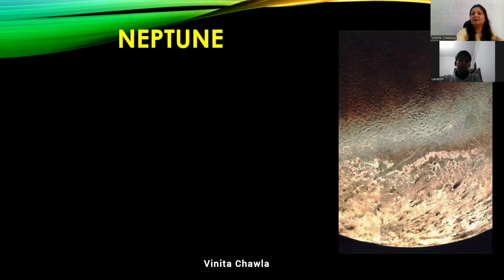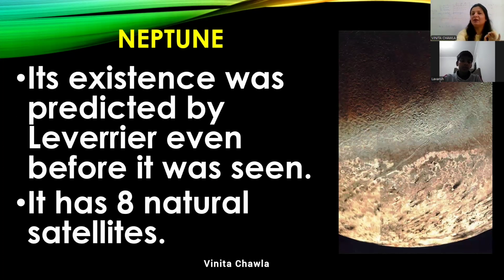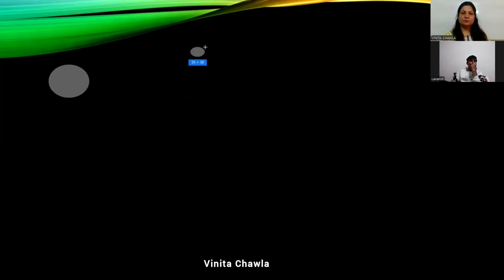The next planet is Neptune. Neptune's existence was predicted by Leverrier even before it was seen, and it has 8 natural satellites. So it is the last planet of our solar system.